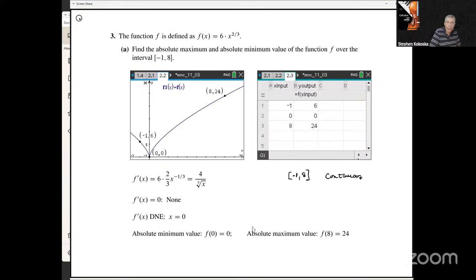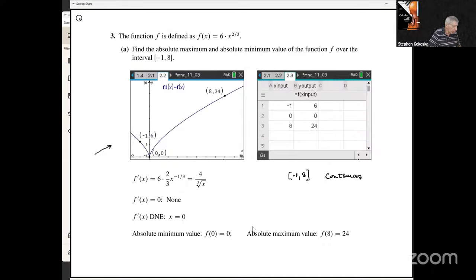Well, first of all, I want to make sure that there are absolute or global extrema. I didn't write all of this down here, but let's just think a little bit about this. The very first thing I did was graph this function. And I've got a graph over here on the left-hand side of my screen, again, produced with the TI-Nspire.